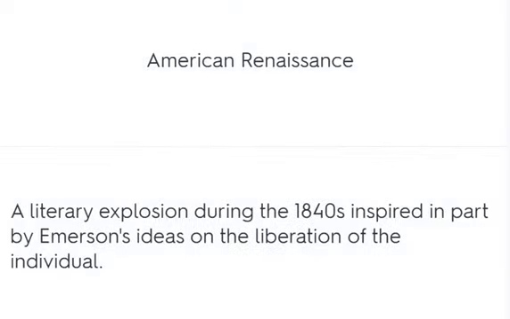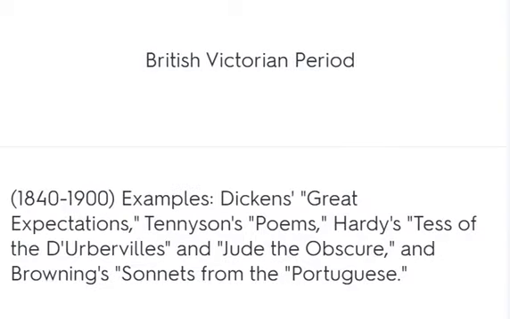American Renaissance, a literary explosion during the 1840s inspired in part by Emerson's ideas on the liberation of the individual. British Victorian period. Examples: Dickens' Great Expectations, Tennyson's poems, Hardy's Tess of the D'Urbervilles and Jude the Obscure, and Browning's Sonnets from the Portuguese.